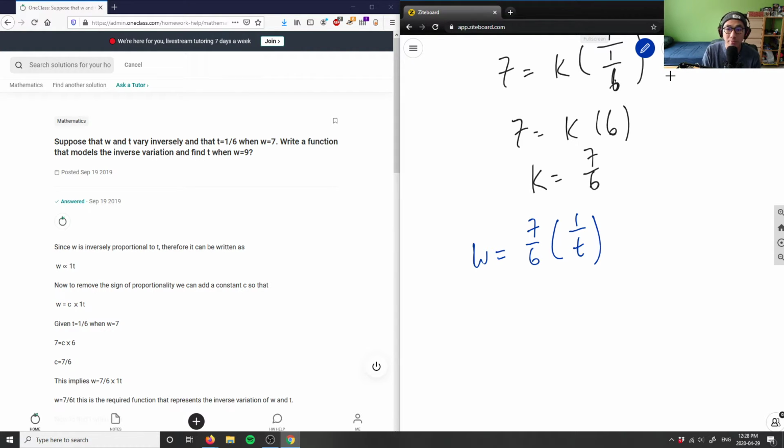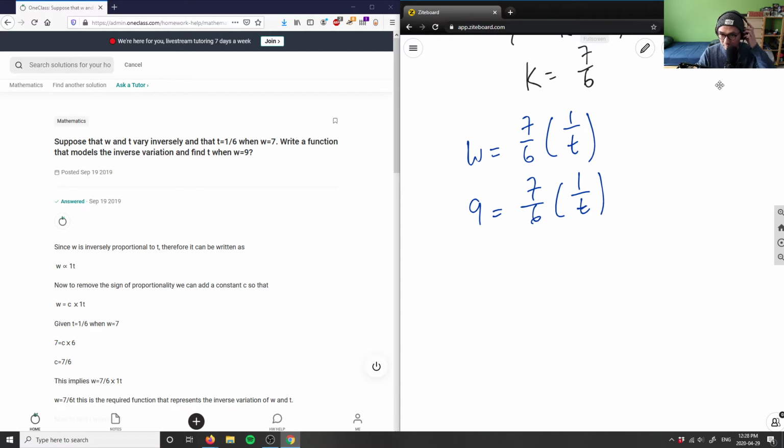And we were finding T when W equals 9. We can simply just sub in 9 for W here. This will equal 7 over 6 times 1 over T here. We can divide both sides by 7 over 6 in order for us to get rid of this term here. So basically, instead of multiplying, I'm dividing. So you can say it's 9 here divided by 7 over 6 here equals 1 over T. And pull up my calculator and do this really quickly. 9 divided by 7 over 6 would give me 54 over 7. 54 over 7 equals 1 over T.